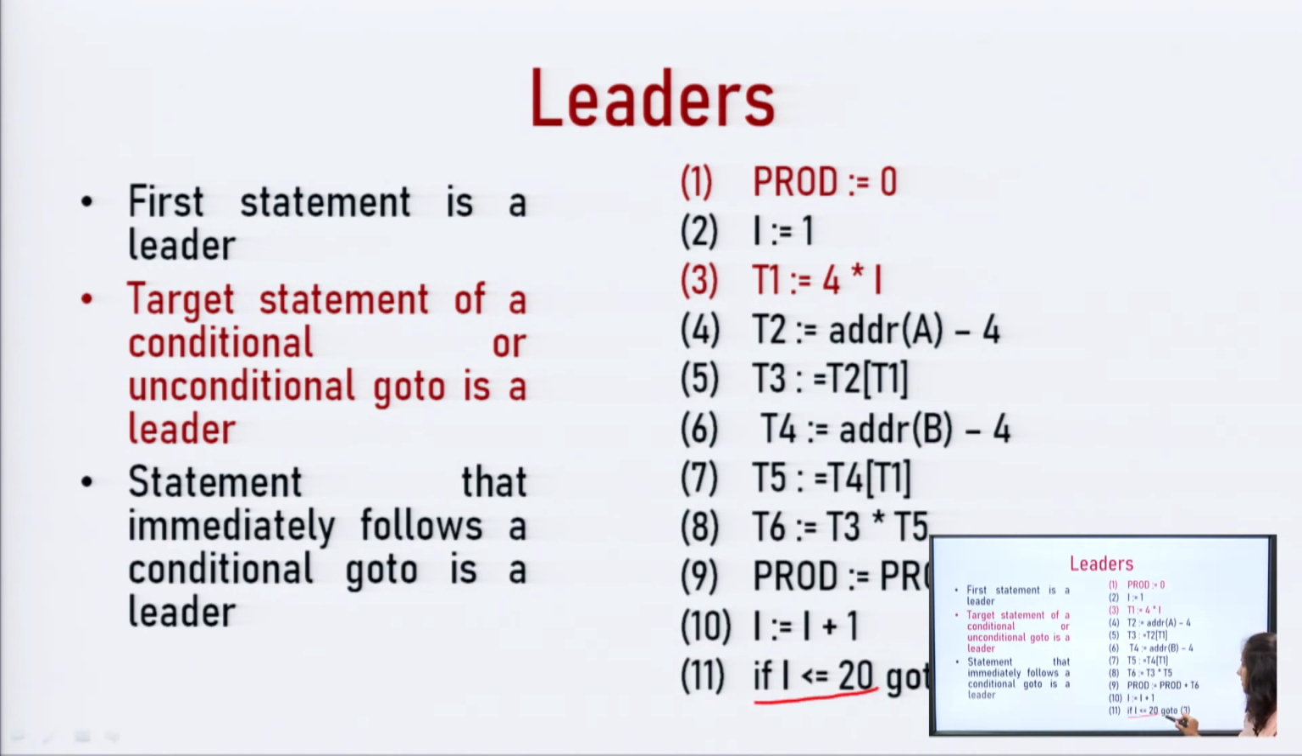Yes, here we have this go to statement and it is targeting statement 3. So, statement 3 will be the leader. Next is the statement that immediately follows a condition. Go to is a leader, meaning here we have the go to statement, and a statement just after it, suppose we have the 12th statement, can be the next leader, but this is the end of the program. So, in this representation we have only 2 leaders, statement 1 and statement 3.